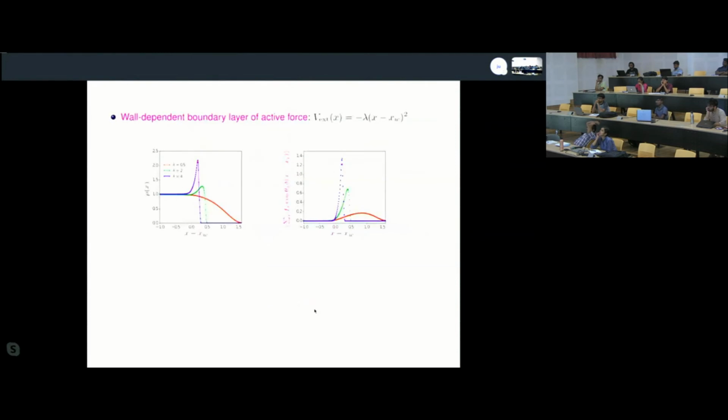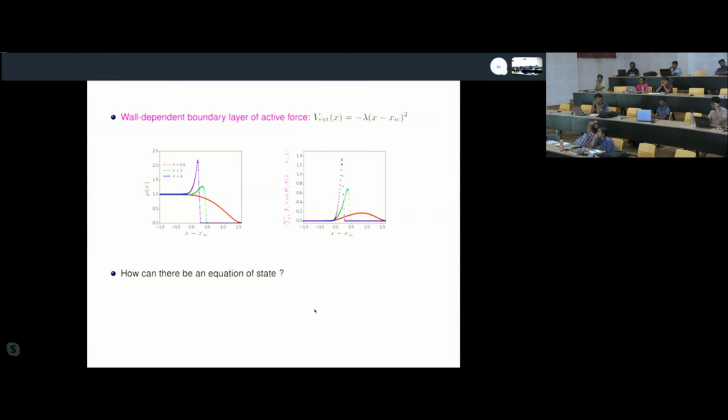But now imagine that I take a different confining wall, right? So I take, for instance, a harmonic confining wall, V(x) is minus lambda times (x minus x_wall) squared. And I look at three different wall stiffnesses. What you see on the left is, because I have different potentials, I have different densities of active particles, which makes perfect sense. But the result of that is that I will also have different densities of active force.